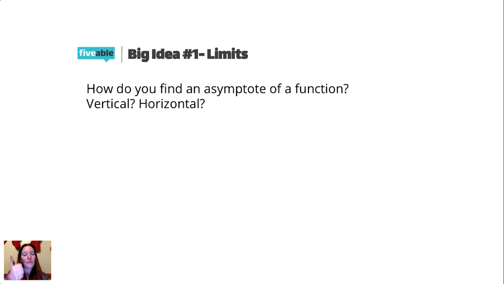So limits are good for helping us find continuity. They're good for limit definitions. But another thing that you might have to use a limit for on the AP test is finding an asymptote. So we could have to find a vertical asymptote or a horizontal asymptote, and those are found in kind of two different ways. So a vertical asymptote, think about your graph here, right?